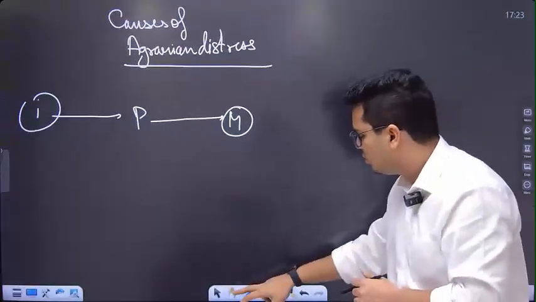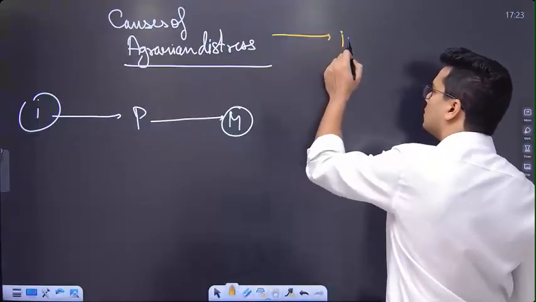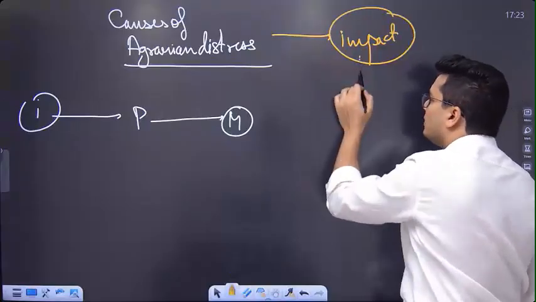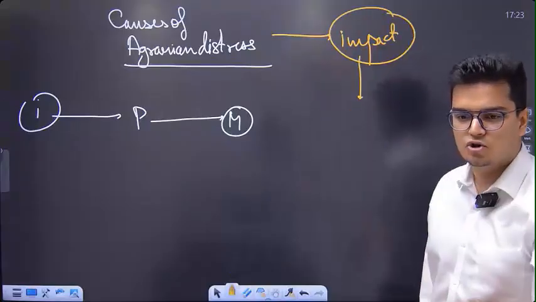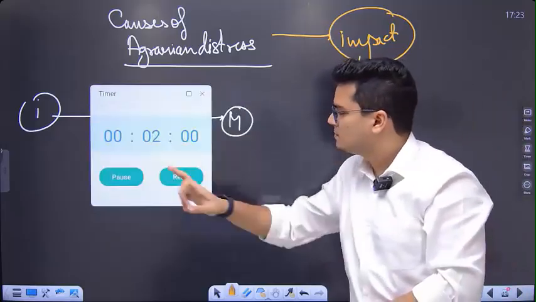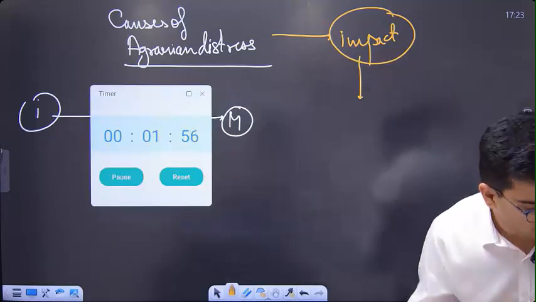The next logical question becomes impacts of agrarian distress. This also I expect you should be able to write. So again, you have 2 minutes. Think about the impact of agrarian distress in India. Who all are facing that impact?